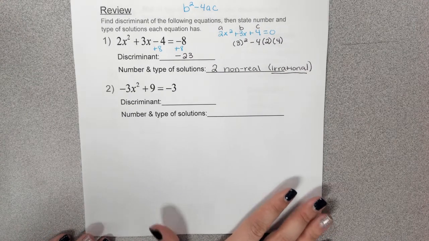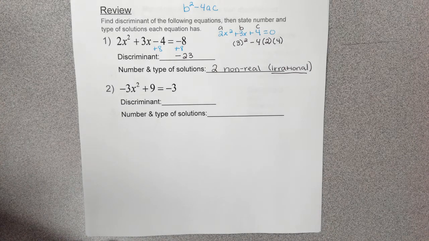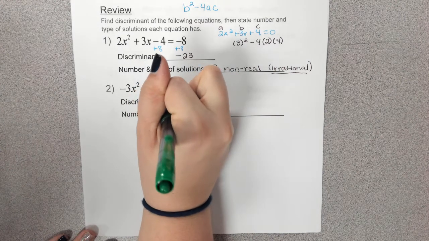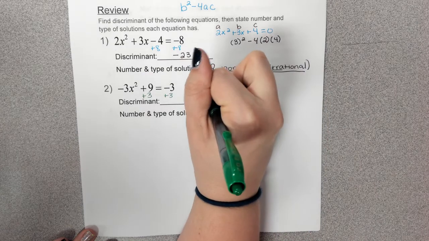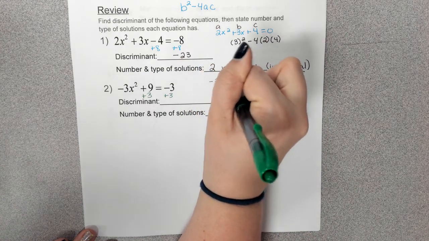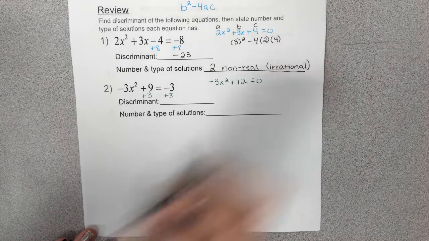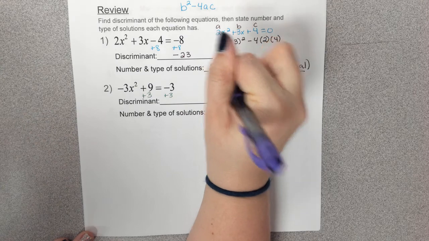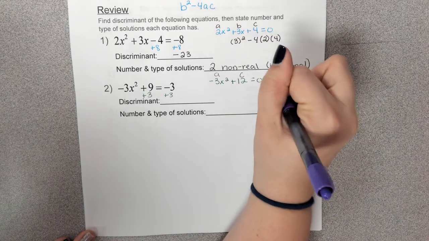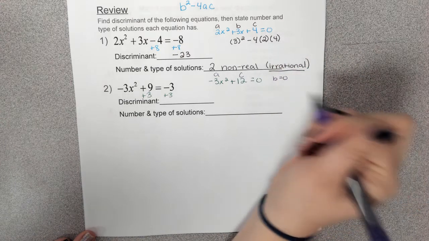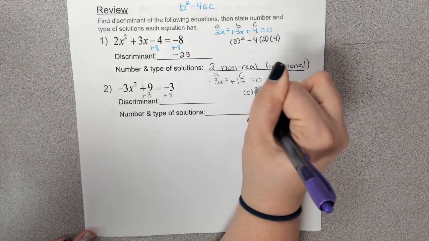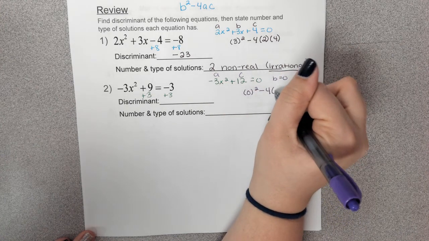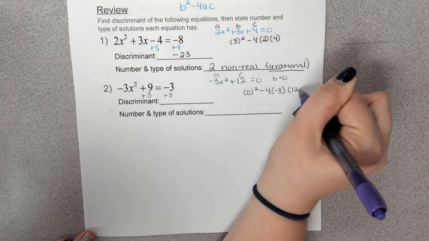Number 2, so again, I want this in standard form. I need to add the 3 over to the other side. So I'm going to add this 3 to this side right here. So I have negative 3x squared plus 12 equals 0. Once I do that, identify your letters, your A, B, and C. Notice here I do not have a B, so I have an A and I have a C. So B equals 0 because it's not present. So I'm going to have 0 squared minus 4 times A, which is negative 3, times C, which is 12.